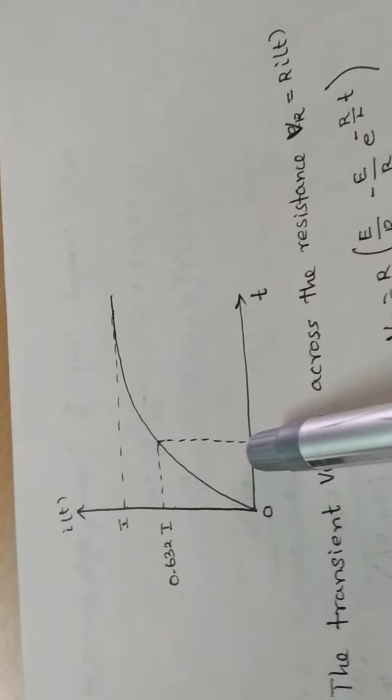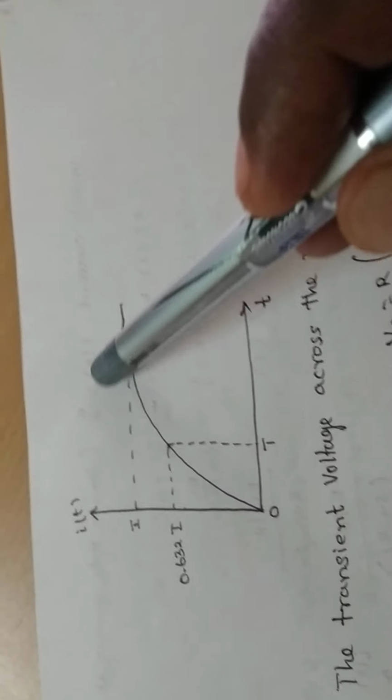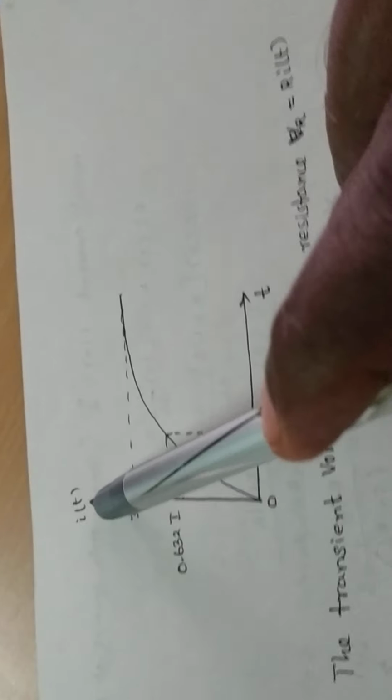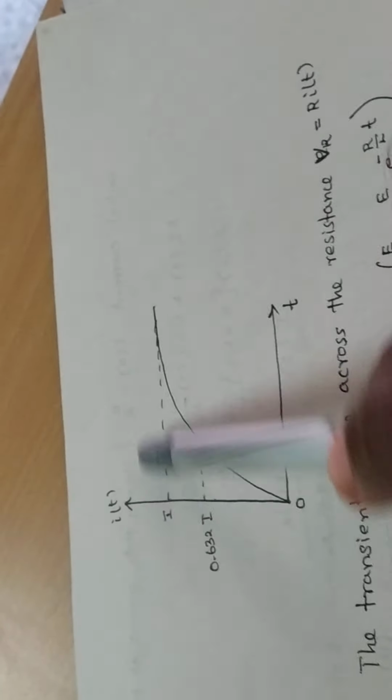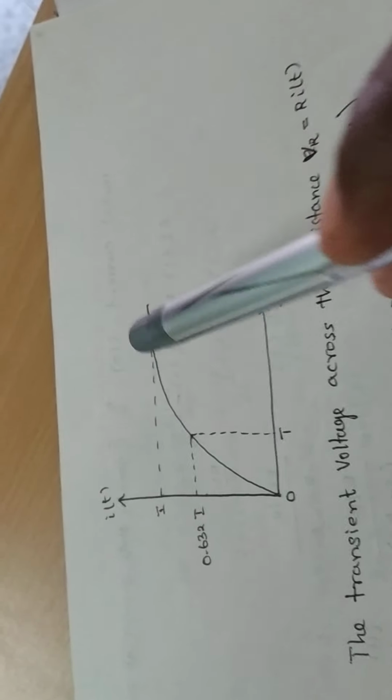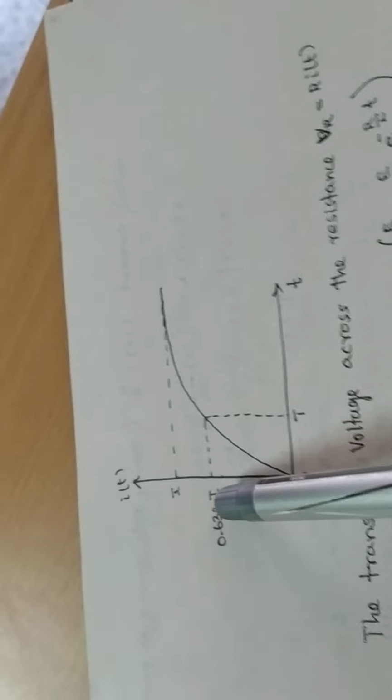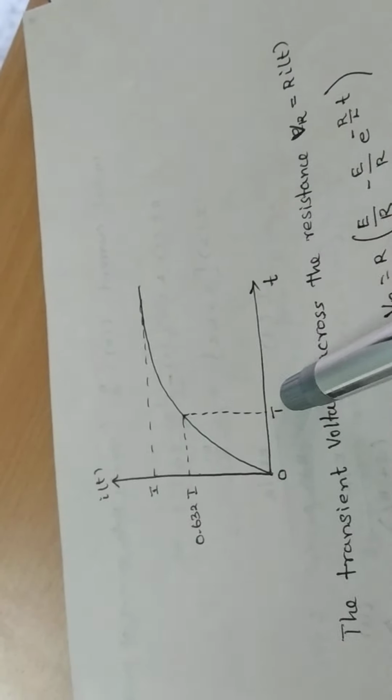This is the diagram. This is the transient current, the time and I of t. This I is the constant, the maximum current. The transient current is 63.2% of I at the time constant.